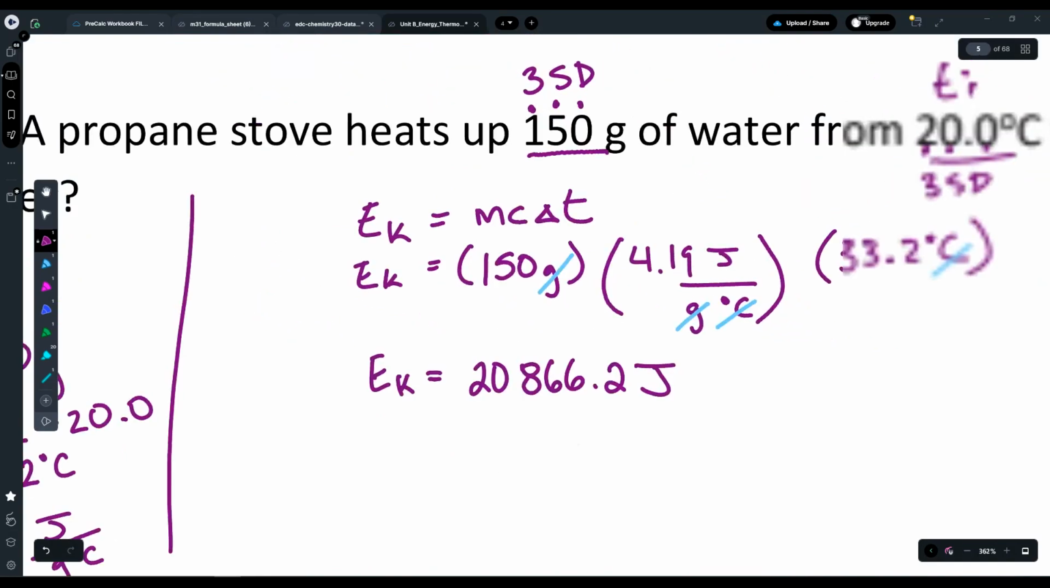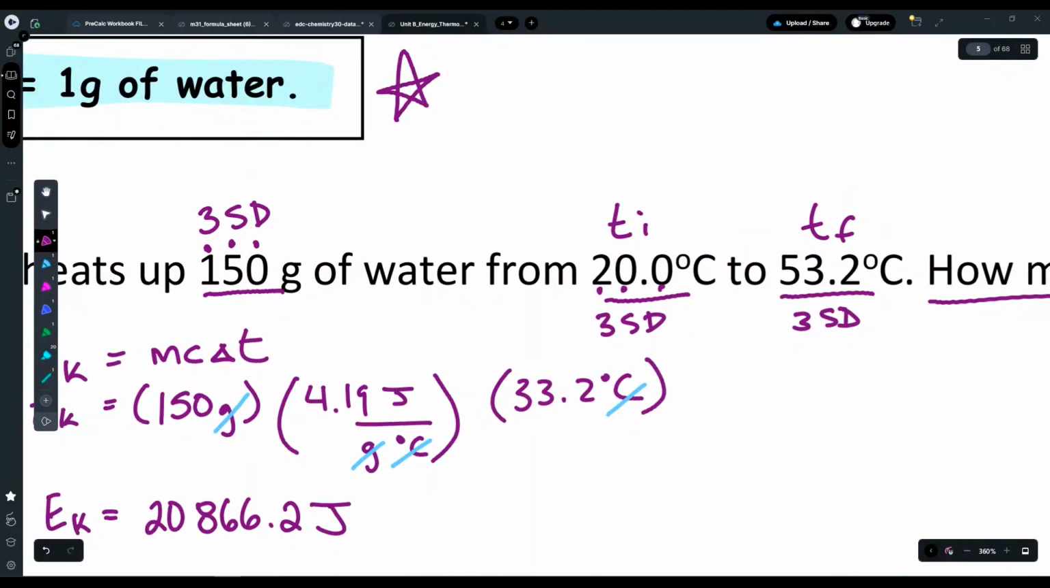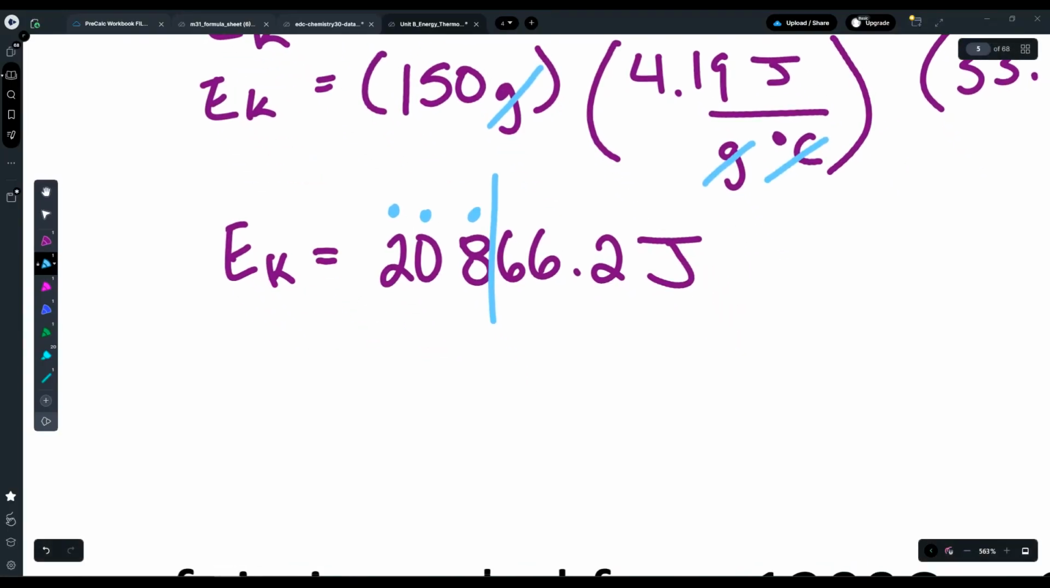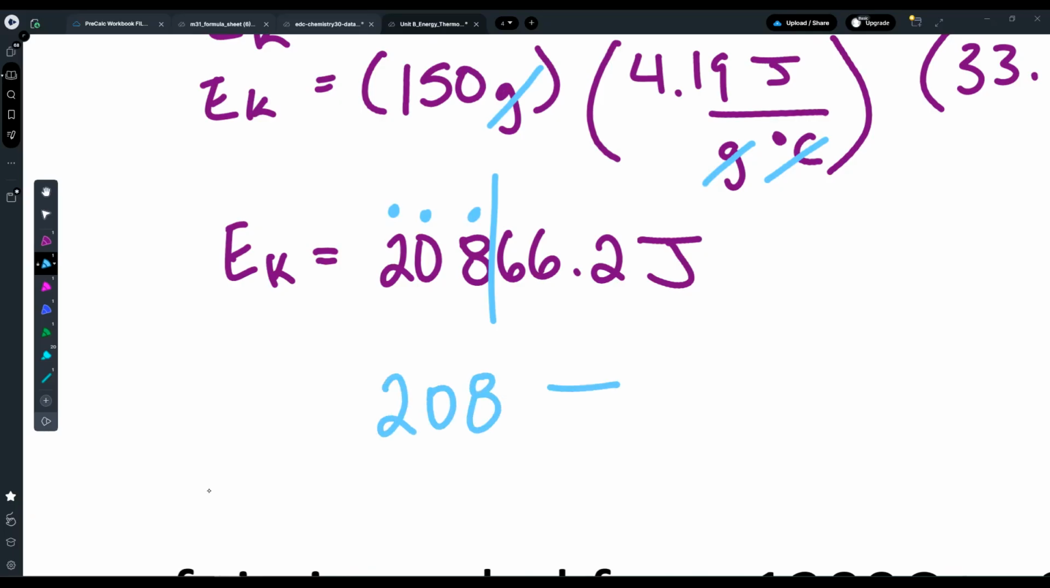With this one, since all 3 of our numbers have 3 sig digs, the lowest amount of sig digs we can have our answer in is 3 sig digs, so that's what we're going with. If I count from the far left, 1, 2, 3, there's my cutoff line. Now the problem here is that 208 is not the same as 20,866.2. So how can we remedy this?